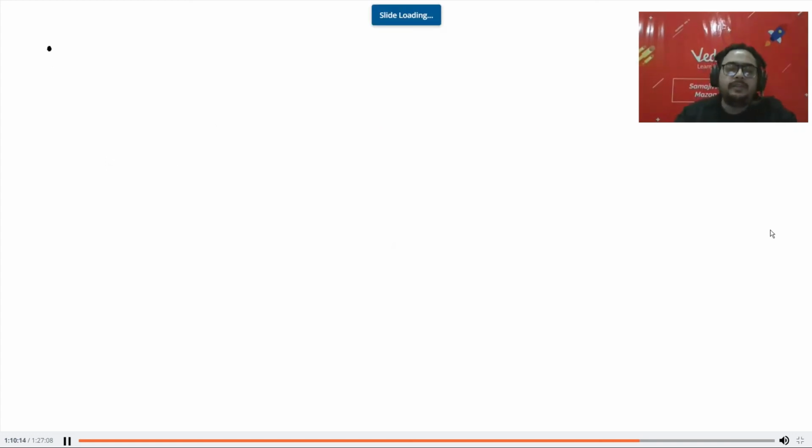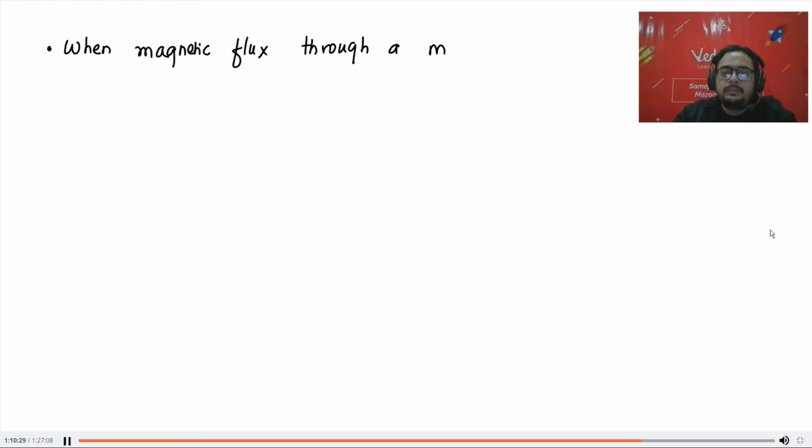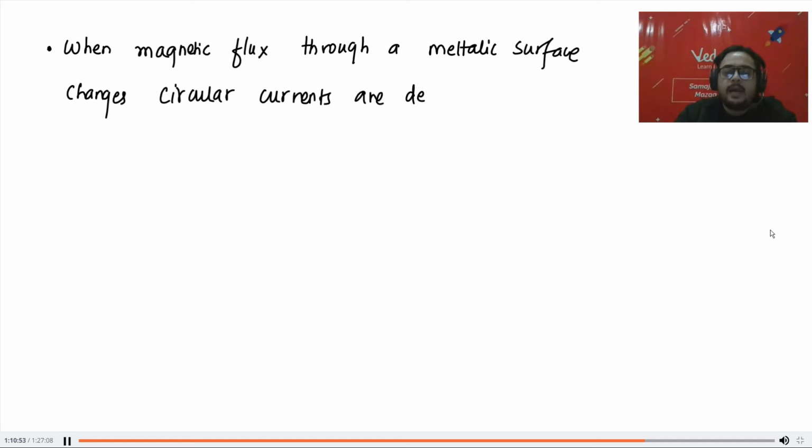So if I write the definition of eddy current, what can I write? I can simply write: when magnetic flux through a metallic surface changes, circular currents are developed on its surface, called eddy currents.